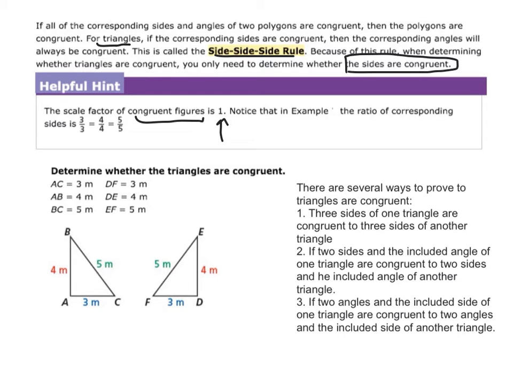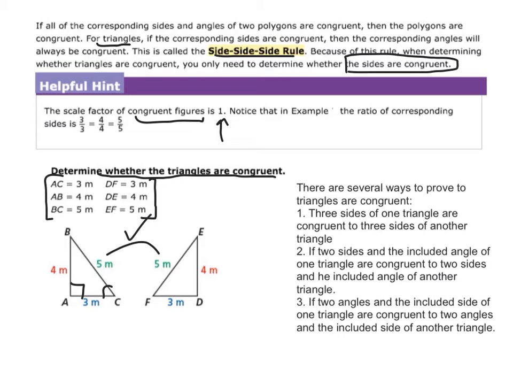So take a look at the two triangles below. A common question would be, decide whether the triangles are congruent. So the side lengths are listed. AC equals 3, AB equals 4, BC equals 5. And on the other triangle, the sides are 3, 4, 5. So these two triangles would be congruent. And all of their angles would be equal.